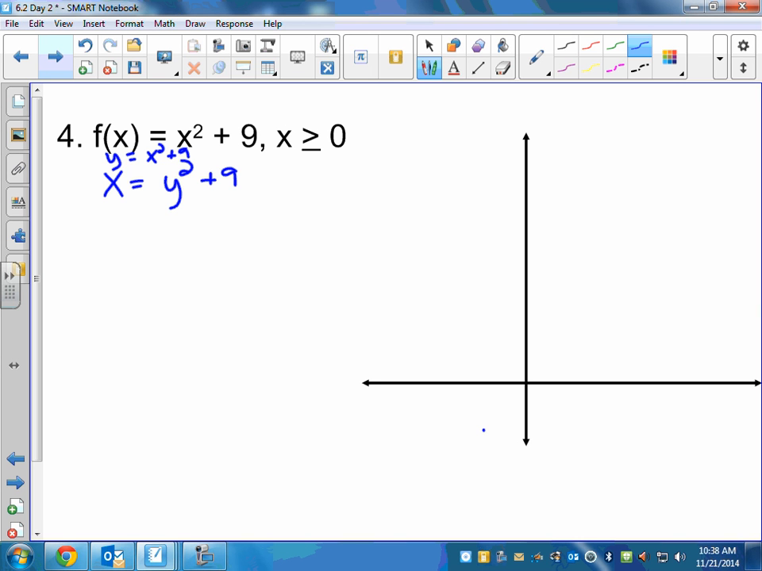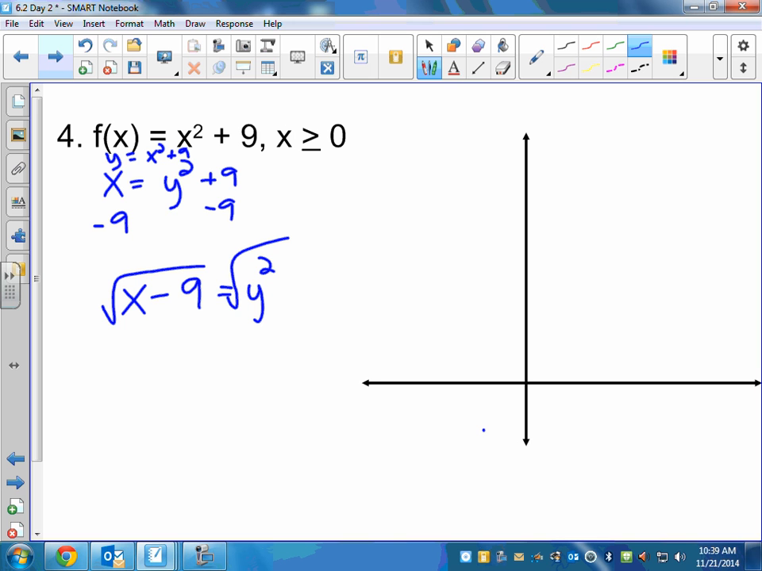At some point I'm going to have to take the square root because that's how I'm going to get rid of the y squared, but I can't do that until I get that y squared by itself. So what should I do before that? I'm going to subtract 9 first. So I get x minus 9 equals y squared. And then to undo squaring something, I am going to take the square root of both sides.